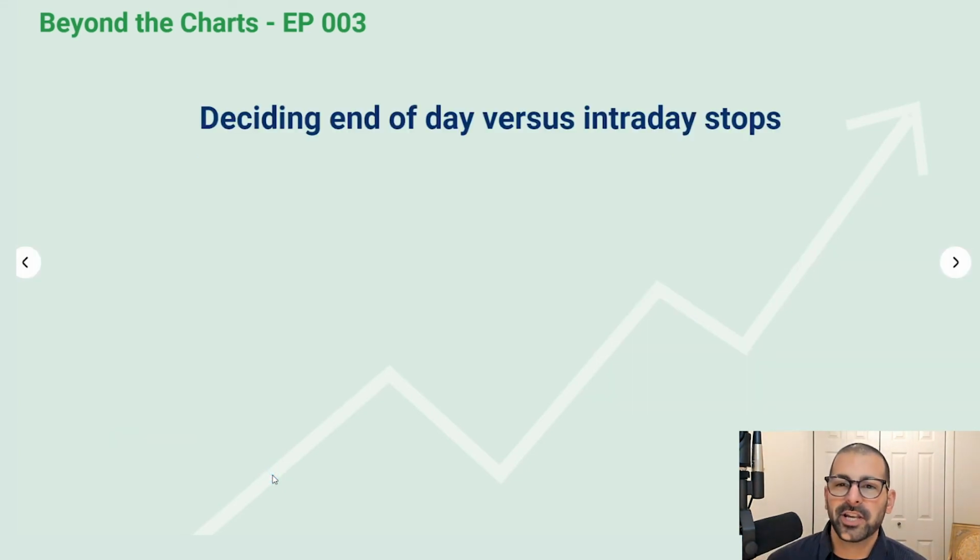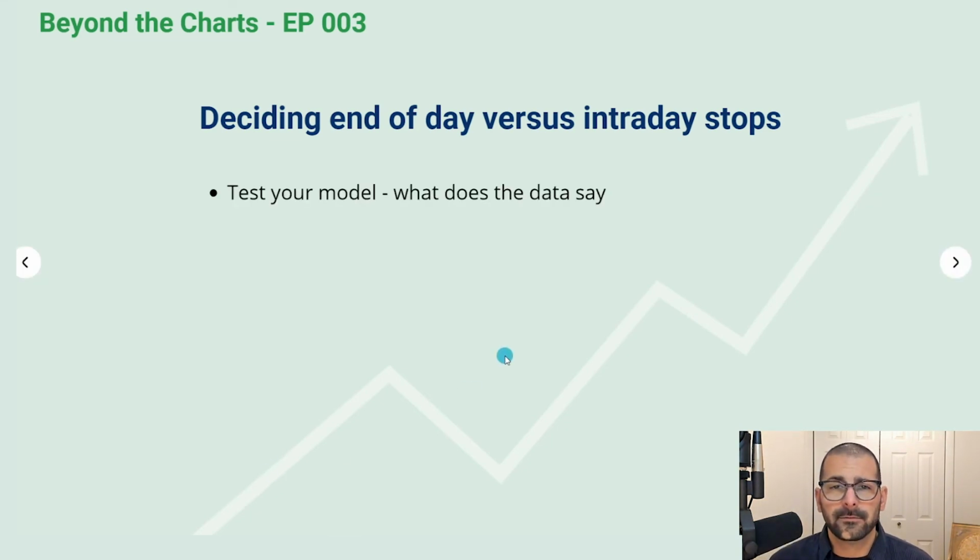All right, on the home stretch here, deciding end of day versus intraday stops. One of the most important things you can do is test your model. Just like we did here, if you've got the coding chops, write your criteria, write your strategy, put it into code, whatever your entry criteria, your position sizing, your targets, your stops, and simply test what actually makes more money. Let the data drive your decision making.